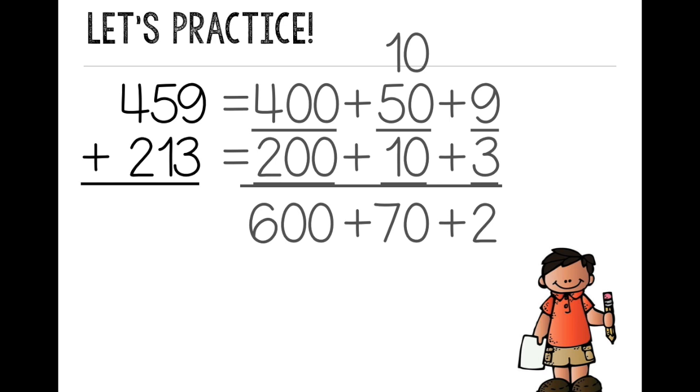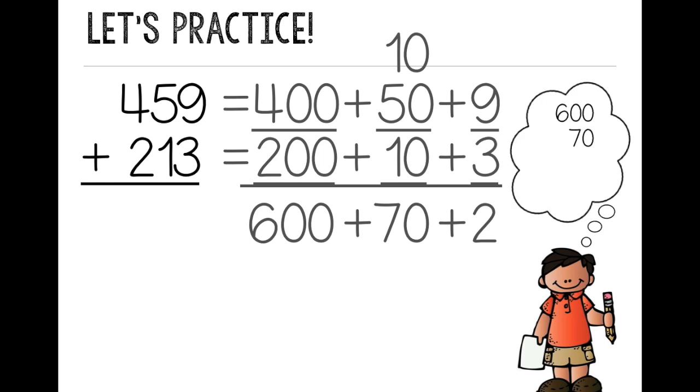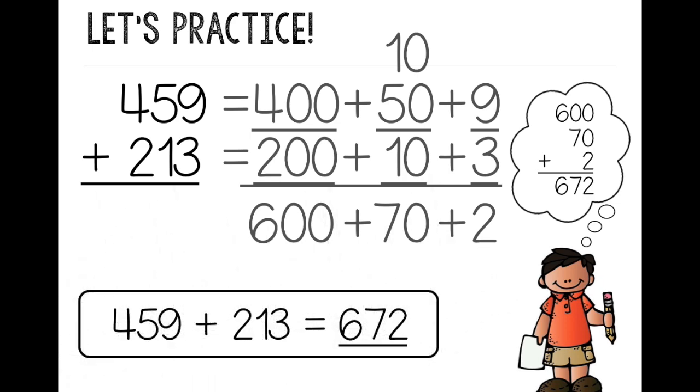And if I need help, remember, I can write it vertically. So that means I'm writing it going up and down. 600 plus 70 plus 2. I add up my ones, 0 plus 0 plus 2, 0 plus 7, and then bring down the 6, and I get 672. 459 plus 213 equals 672.